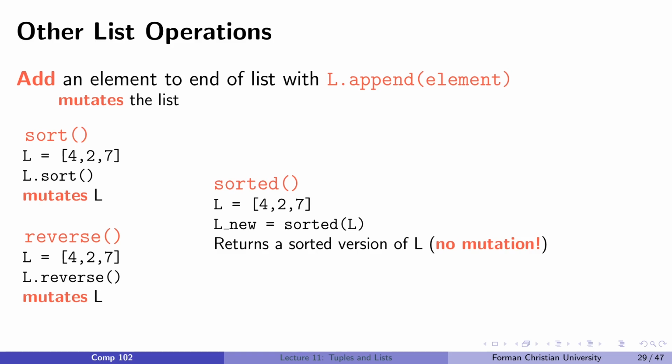But sorted, it does sort, but it returns a new list, a new sorted list. Basically, it leaves the original list L unchanged. There is absolutely zero mutation here. There is no mutation. So here's the pattern. Methods with a dot like L.sort tend to mutate. Built-in functions like sorted(L) tend to create new objects. So that's a general behavior in Python.